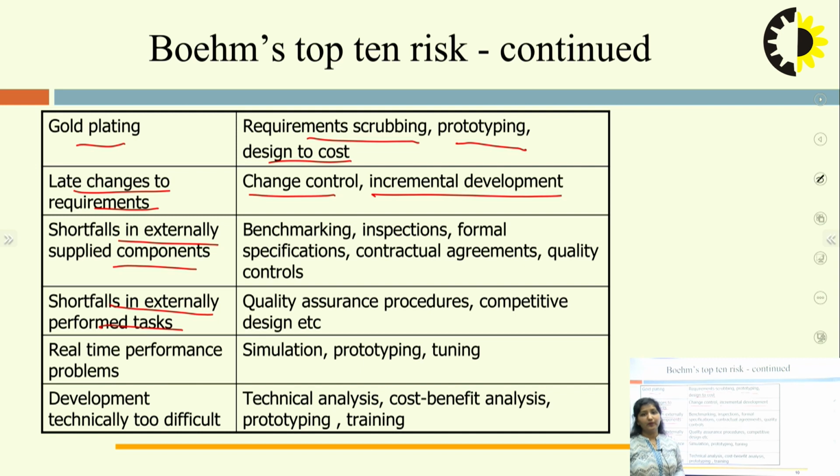So, for that performance problem, what can we do? We have a simple solution as a computer engineer: we perform the simulation first. So, this simulation, prototyping, and the tuning according to that particular simulation. Next is development technically too difficult. For that, technical analysis can be done, cost benefit analysis, CBA, can be done, and training can be given to the developers as well.